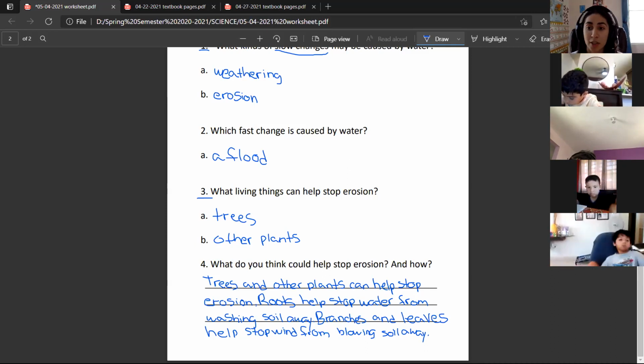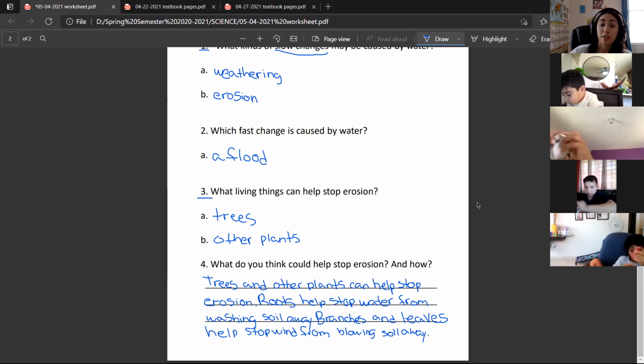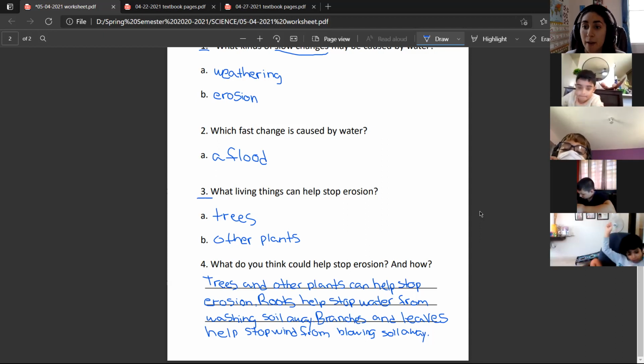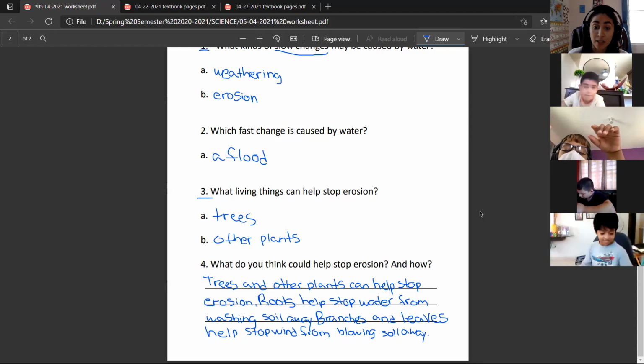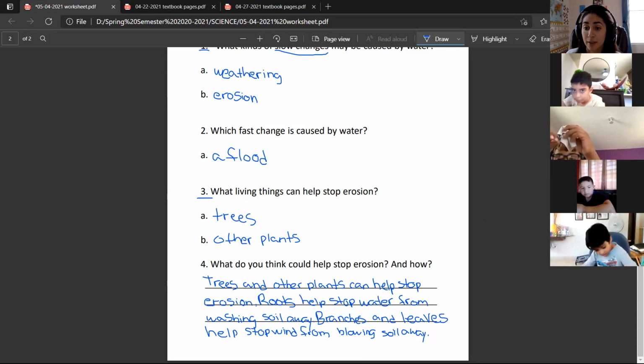So what can help stop erosion? Trees and other plants. How do they do that? How do trees and other plants help stop erosion? The roots are going to help stop erosion because they're going to stop water from washing away soil, right? But then you also have the branches and the leaves, which are going to help stop erosion by stopping the wind from blowing that soil away. So the branches and the leaves and the roots, they all help.